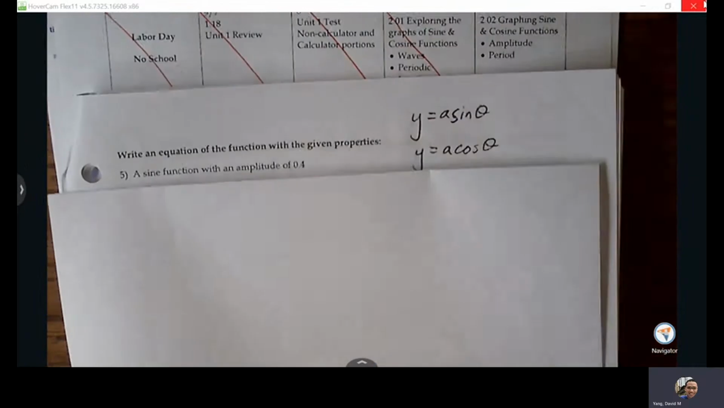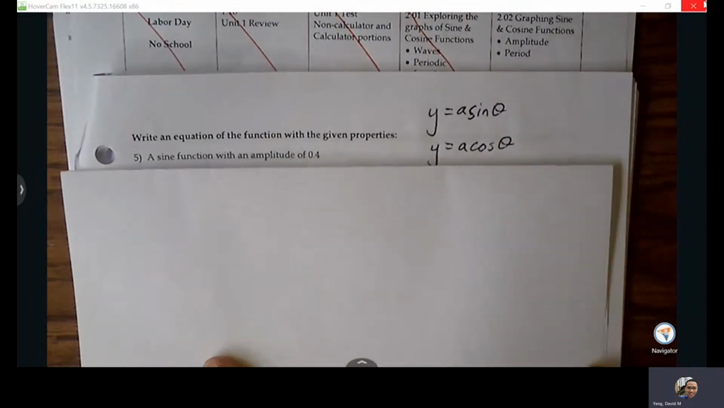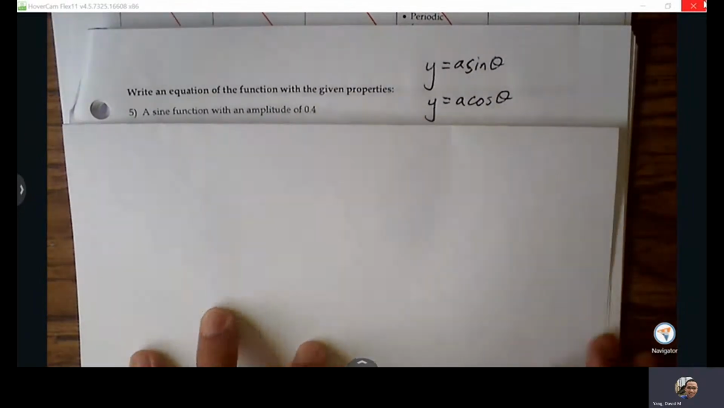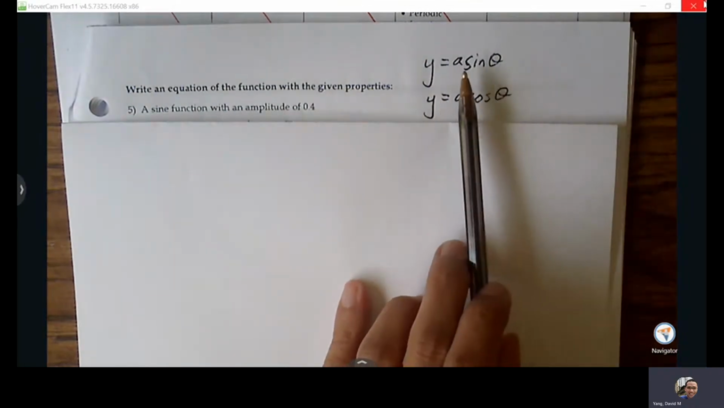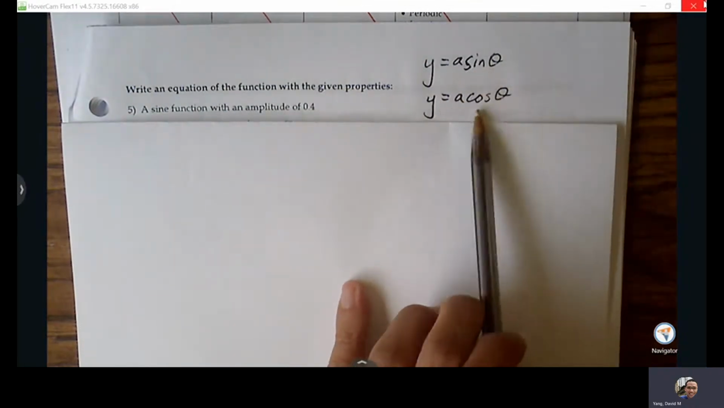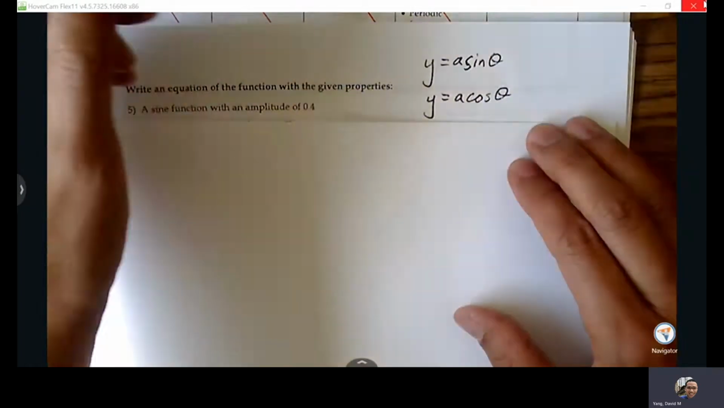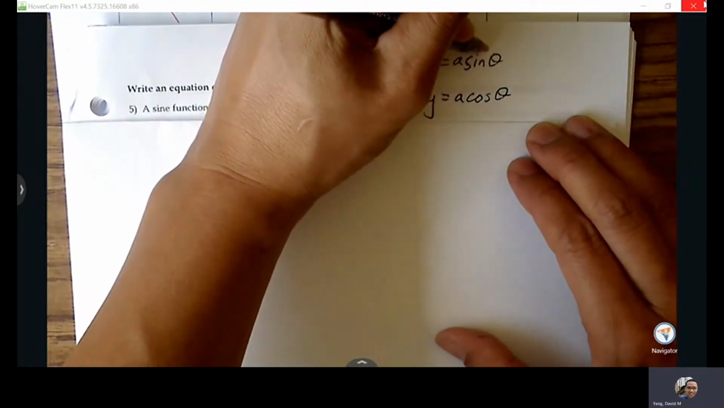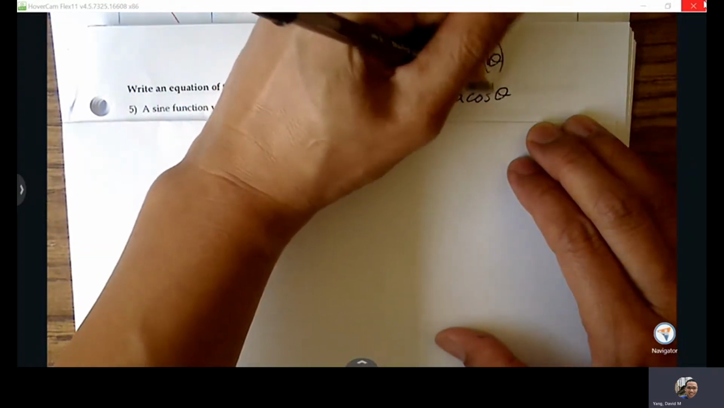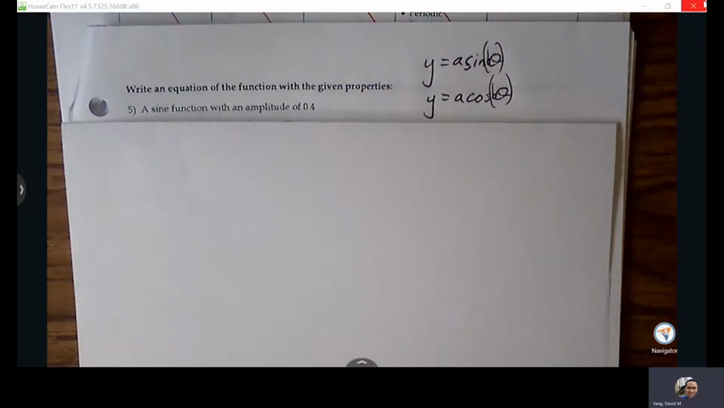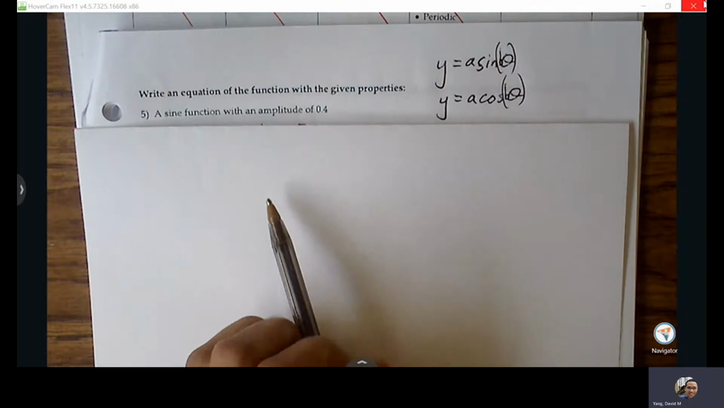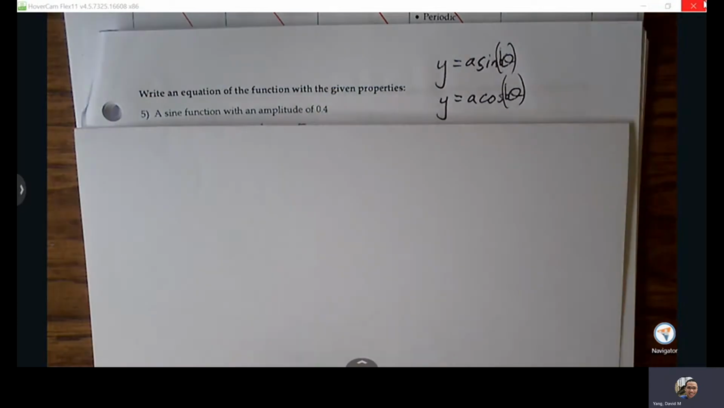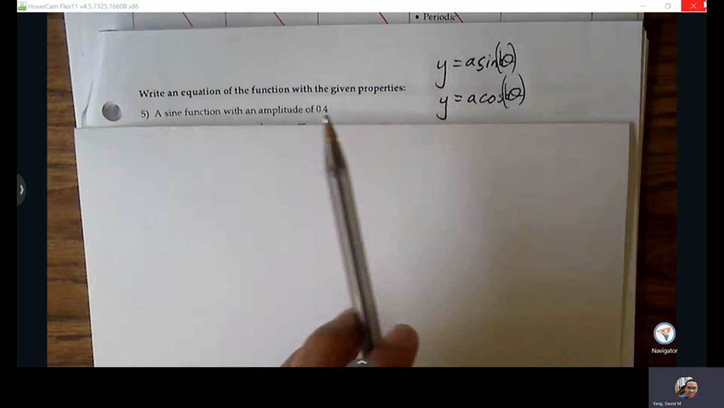Okay, so these are pretty easy and straightforward, I think. It says write an equation with the given properties. So right now, we have a sine of theta, a cosine of theta. Now we can also include the fact that there's a b theta. But we're going to see that for this page, there's not going to be much impact with the period. It's just going to be the amplitude.